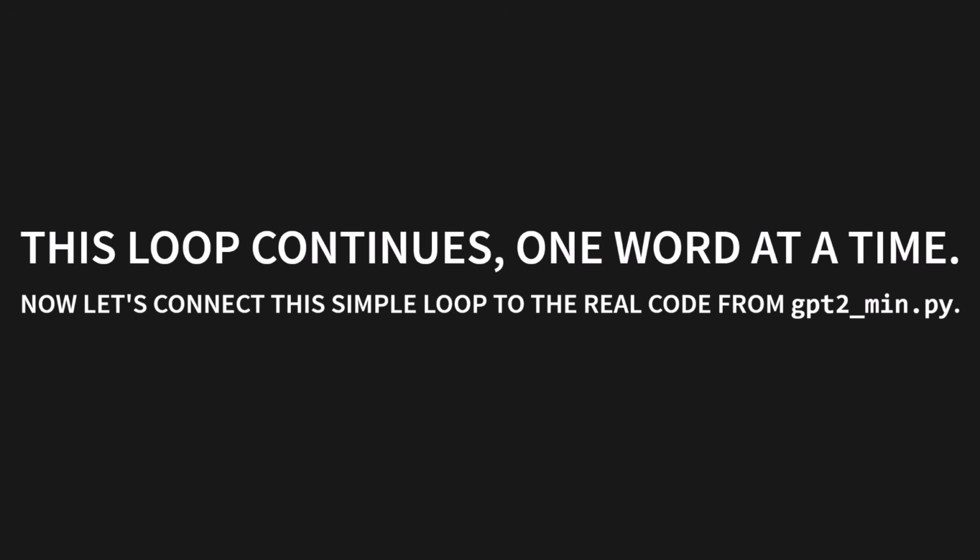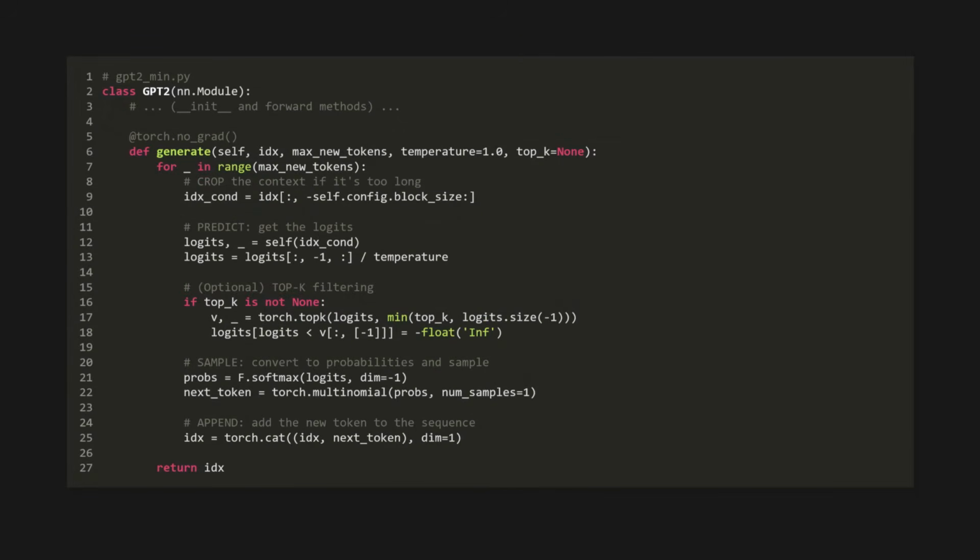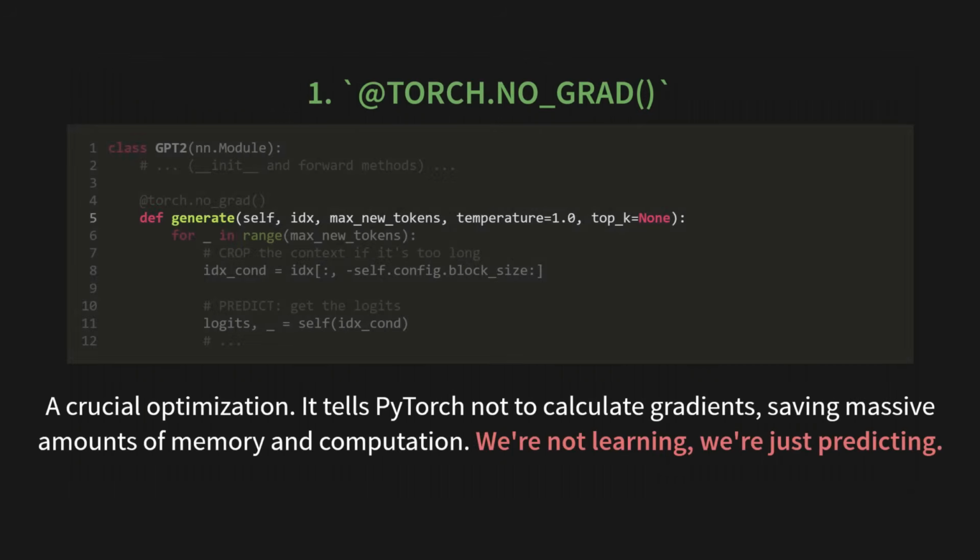Now let's connect this simple loop to the real code from gpt2_min.py. Here's the code on screen. We're looking at the generate method inside the GPT-2 class. Now, don't worry, we're going to break this whole thing down piece by piece. First, let's look at number 1, @torch.no_grad. This is a crucial optimization. It tells PyTorch not to calculate gradients, saving massive amounts of memory and computation. Remember, we're not learning, we're just predicting.